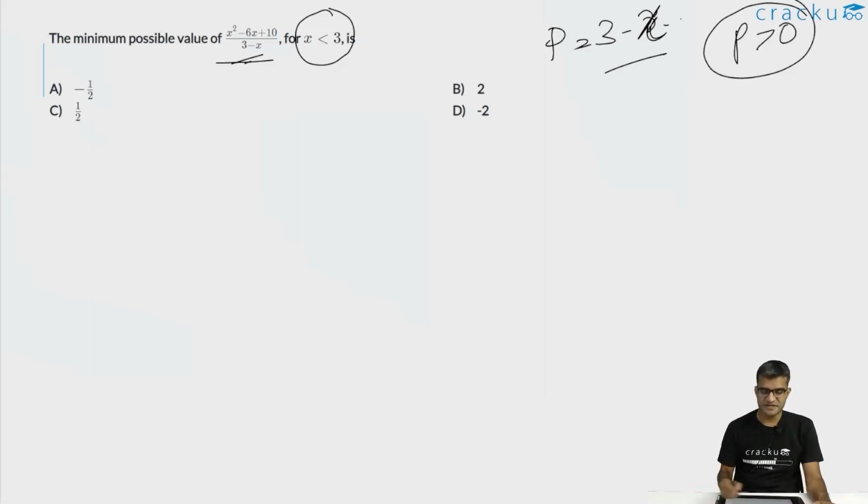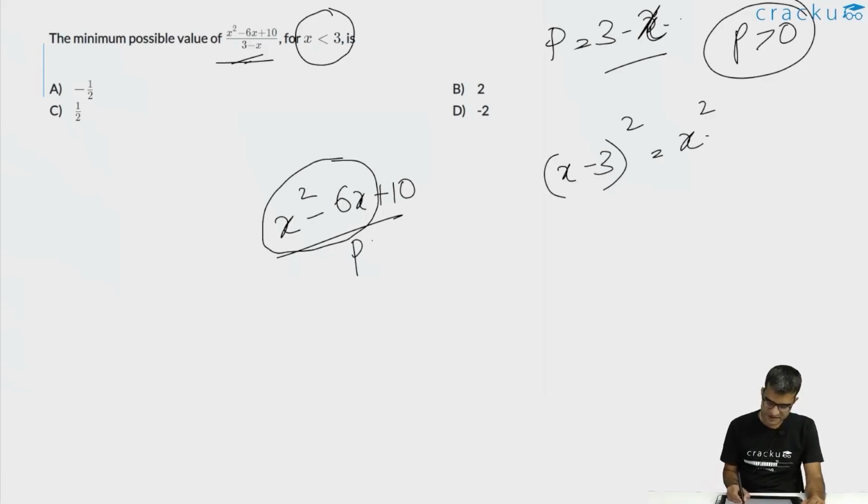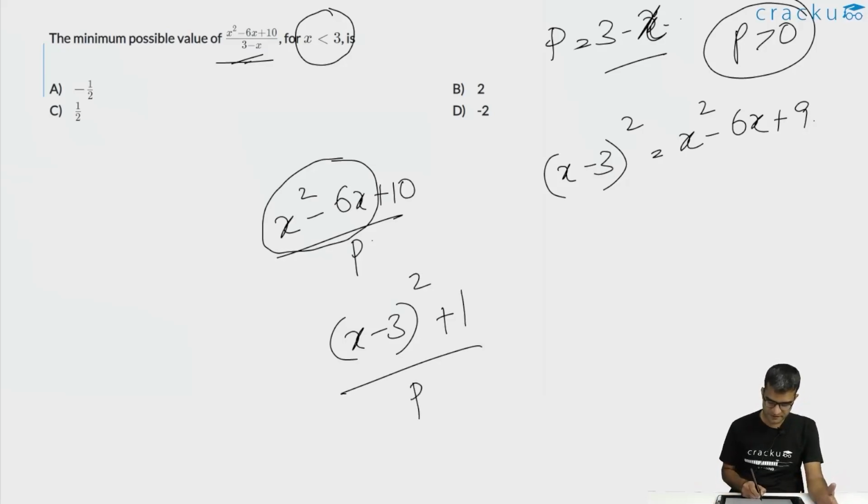Now the given expression is (x square minus 6x plus 10) divided by (3 minus x), which is p. What is x square minus 6x plus 10? If you look at x square minus 6x, you will notice that (x minus 3) whole square is equal to x square minus 6x plus 9. So this expression basically is ((x minus 3) whole square plus 1) divided by (3 minus x), which is equal to p. But if 3 minus x is equal to p, (x minus 3) whole square is equal to p square. So this is equal to (p square plus 1) divided by p, which is equal to p plus 1 by p.